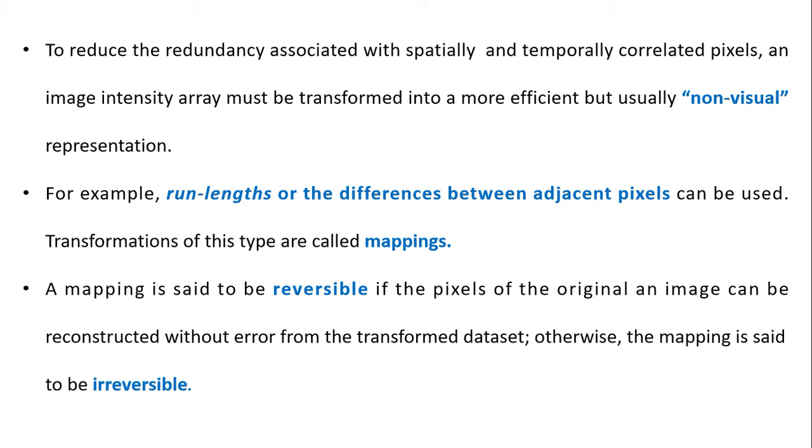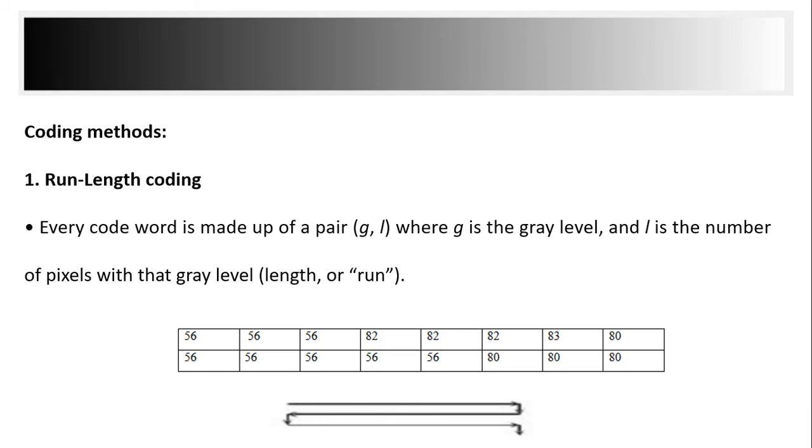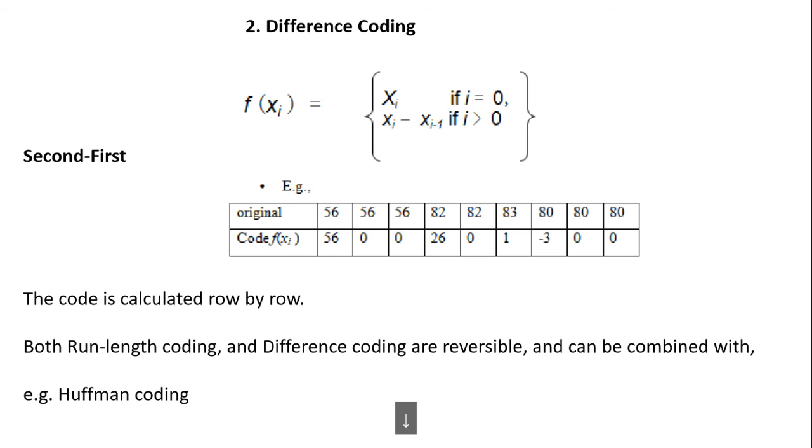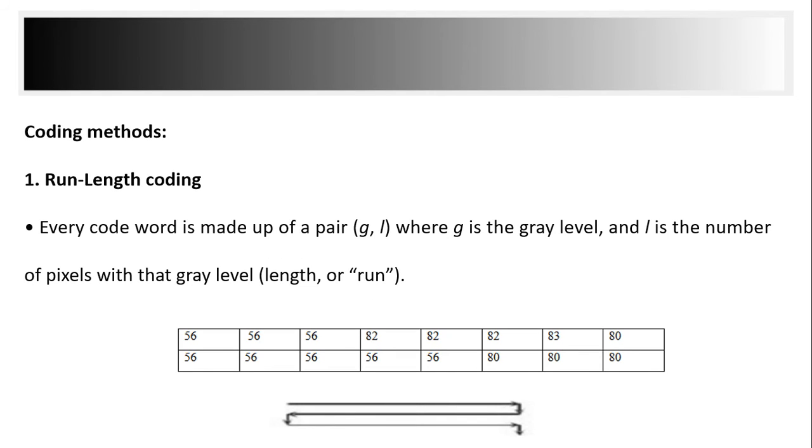So when we use lossless compression, our mapping is reversible, and when we use lossy compression, our mapping is irreversible. For the coding method, we can use either run length coding or difference coding. We will see run length coding first. Every code word is made up of a pair, where G is the gray level and L is the number of pixels with that gray level.